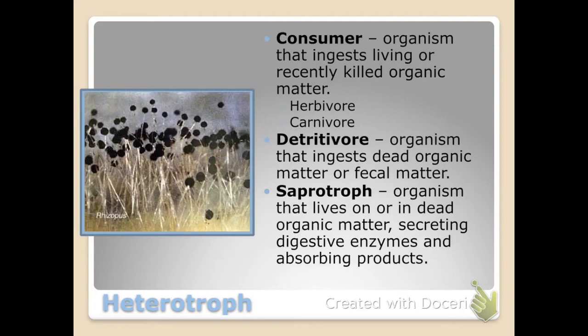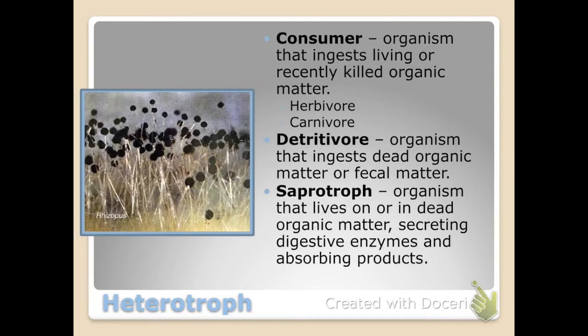We can have a couple of categories of consumer, including herbivore, which is a consumer that only consumes producers, or we can have carnivore, which is a consumer that only consumes other consumers, or we actually have a third category called an omnivore, which can consume plant matter and other animal matter.